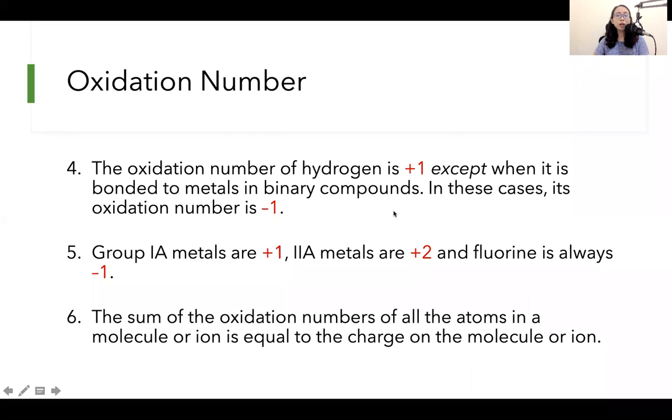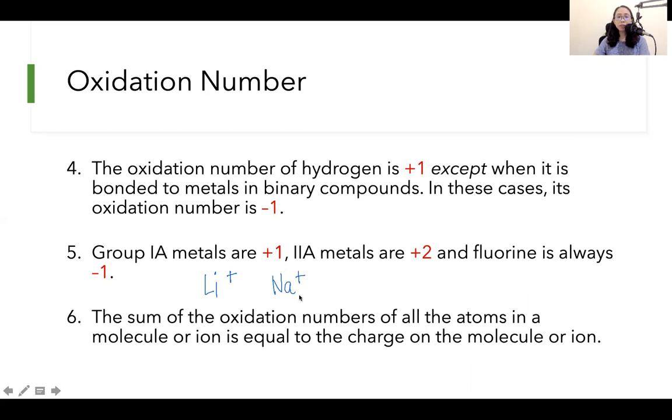Let's go to rule number 5. Group 1A metals have an oxidation number of positive 1, group 2A positive 2, and fluorine is always negative 1. Okay, your group 1A metals, an example is lithium. Lithium, if it is an ion, has a charge of positive 1 and it's found in group 1A. Sodium, if it is an ion, will have a charge of positive 1 and is found in group 1A.